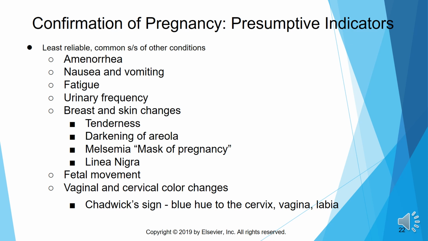Vaginal and cervical color changes. These are important to know. So star, circle, smiley. Chadwick sign is a blue hue to the cervix, vagina, and labia. In pregnancy, there is an increased vascularity in those areas, so there's a lot more blood in those areas, and that's what gives it kind of a blue hue. So that is a presumptive indicator that you are pregnant. Again, all of these are very low reliability. You should move on to other ways of confirming your pregnancy if you are using these.